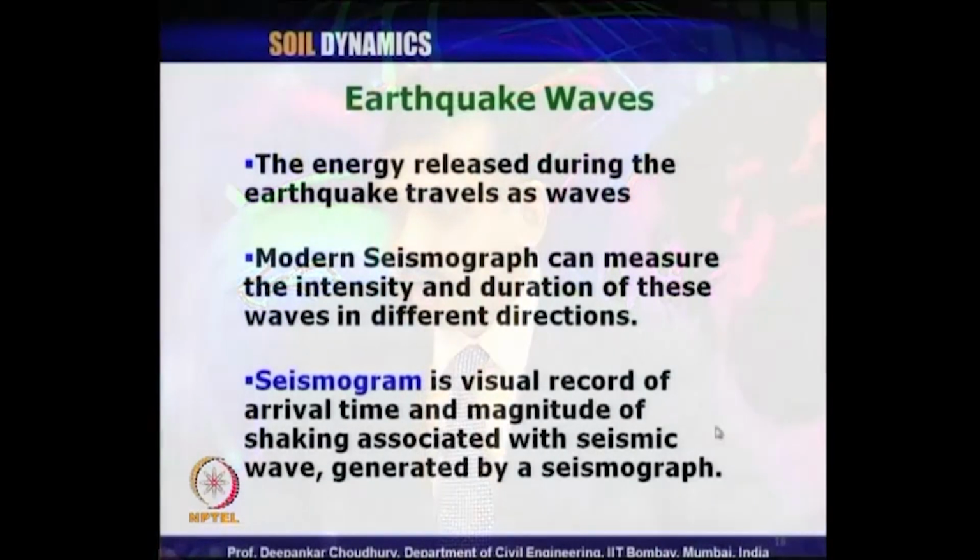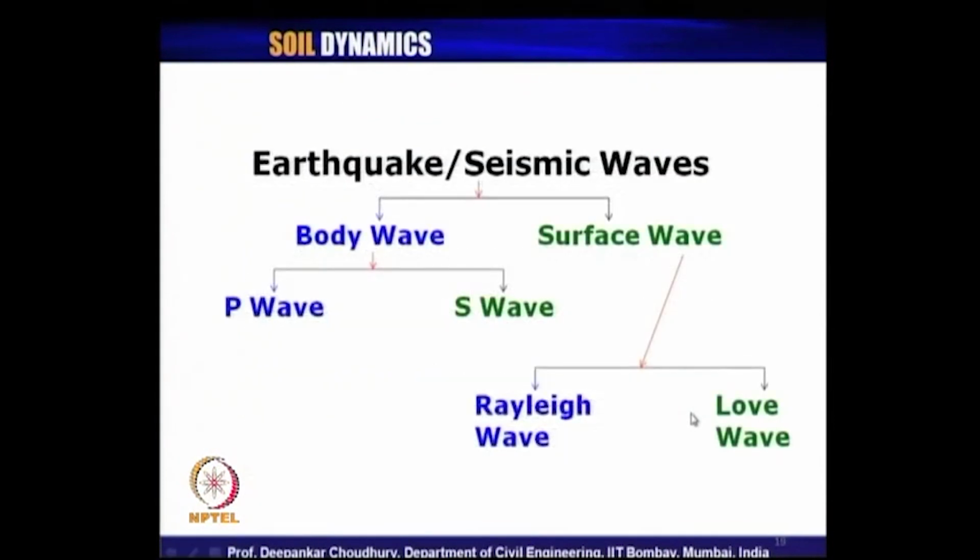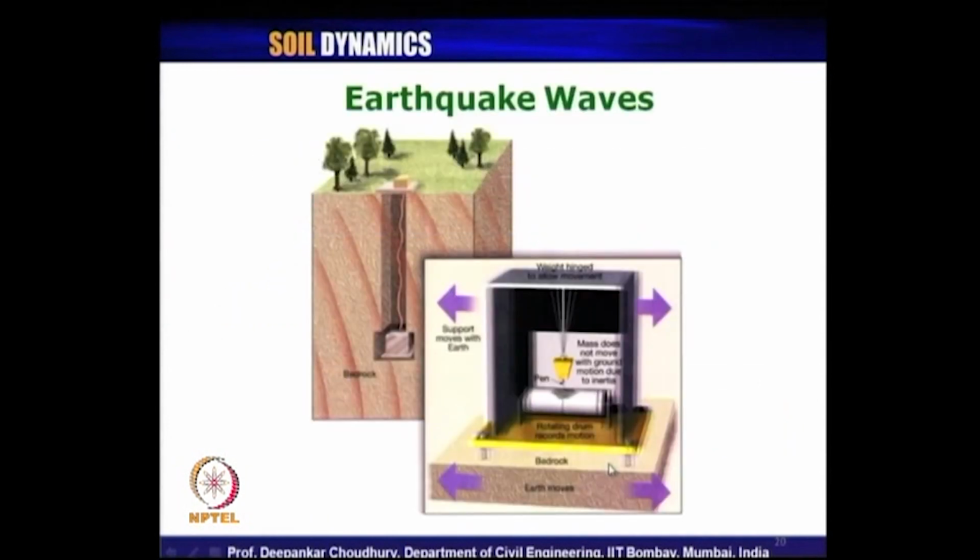So, in the previous lecture what else have we seen? We have seen what earthquake waves are and how they get generated, the release of energy, and how they got recorded through a seismograph, and the seismogram is the graph. We classified the earthquake or seismic waves basically in two categories, body wave and surface wave. Again, the sub-classification of body wave is P wave and S wave, and surface wave is sub-classified into Rayleigh wave and Love wave.